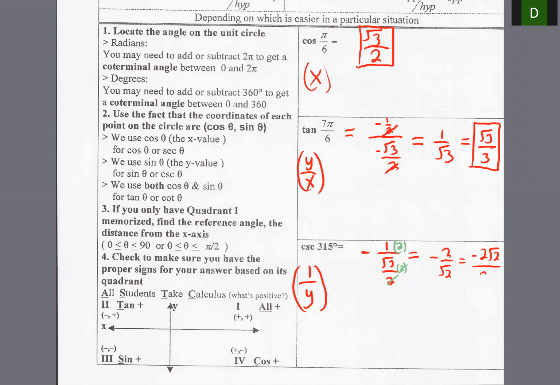You should still be in degree mode. If you want to check this on your calculator, you would just do 1 divided by sine of 315, since it's the reciprocal of sine. So 1 divided by sine of 315. That'll give you a number, and then you do negative square root of 2, it should give you the same number. And that's how you know you did the problem correctly.